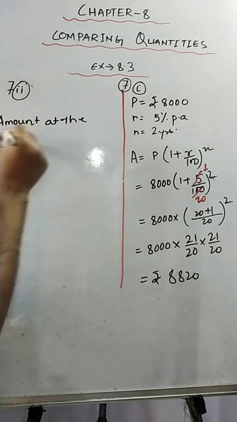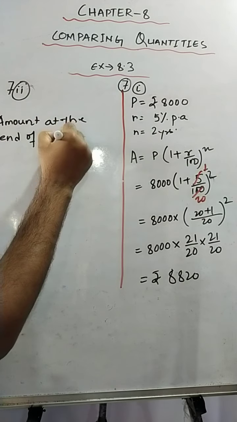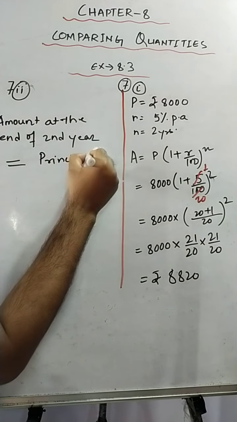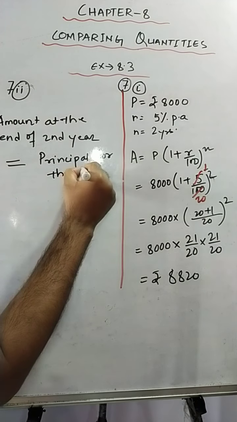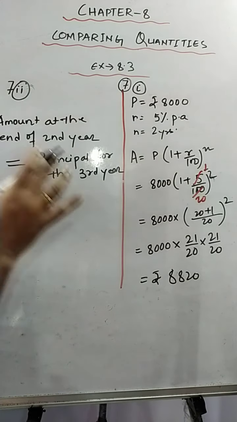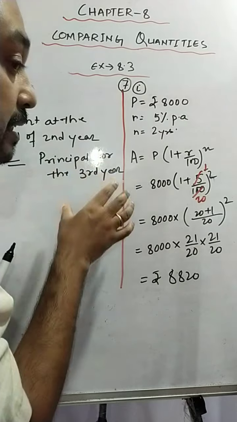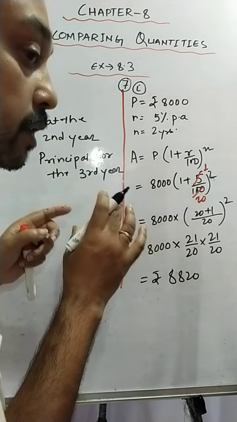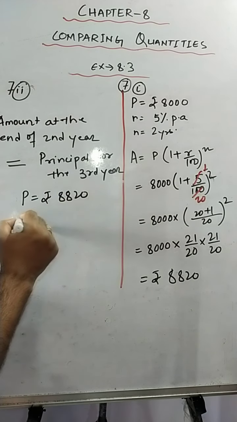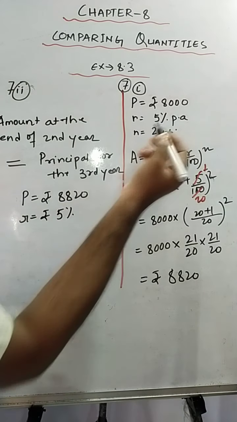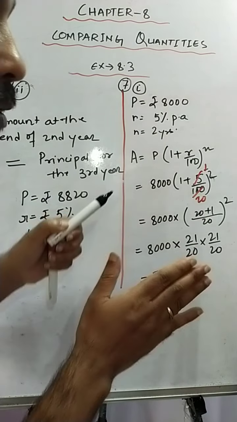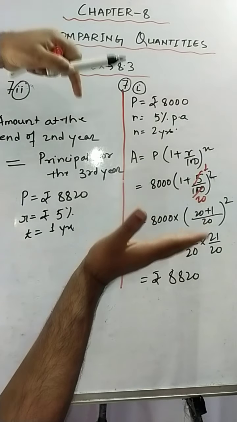So now the amount at the end of the second year, 8,820, will be equals to the principal for the third year. Okay, boys. So for the third year, because we have to only see the interest for the third year only, we can use the formula of simple interest in this case. So the principal would be what? 8,820. Rate percent will be given, that is 5% only, and this time we'll take time as 1 year, because we will only see the interest for the third year only. Third year means 1 year. We are only checking for the third year.